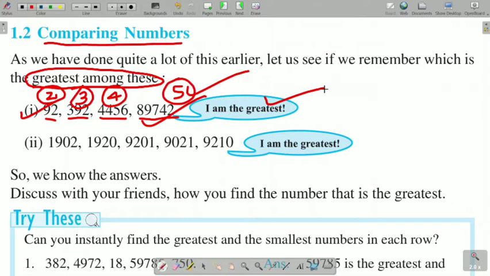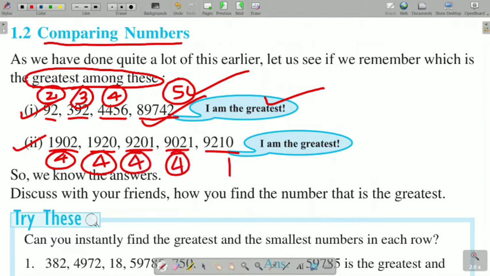And now the next: 1902, second is 1920, third is 9201. All the numbers that you are looking at, how many digits do they have? They all have the same number of digits, 4 digits. So in this condition, how can we compare? It's a simple way. Just check the places of the digits.